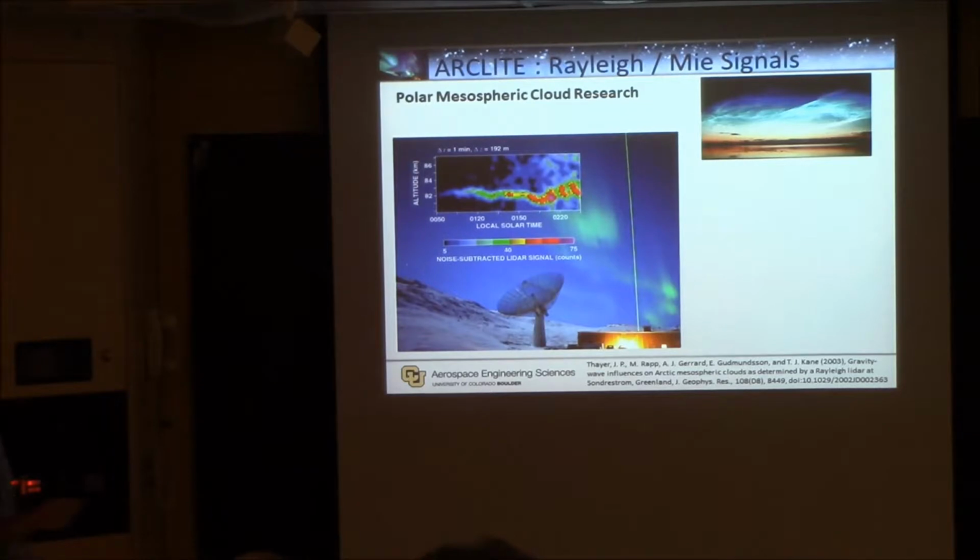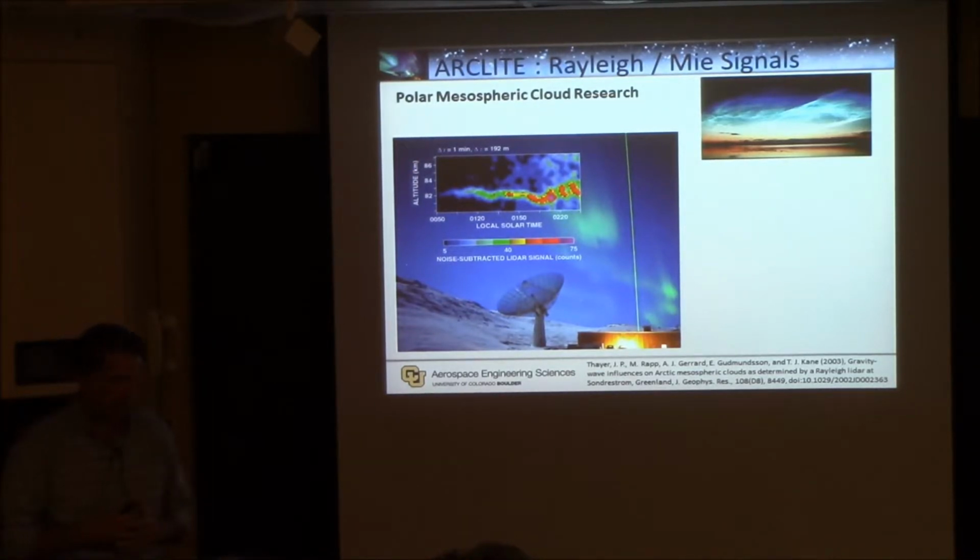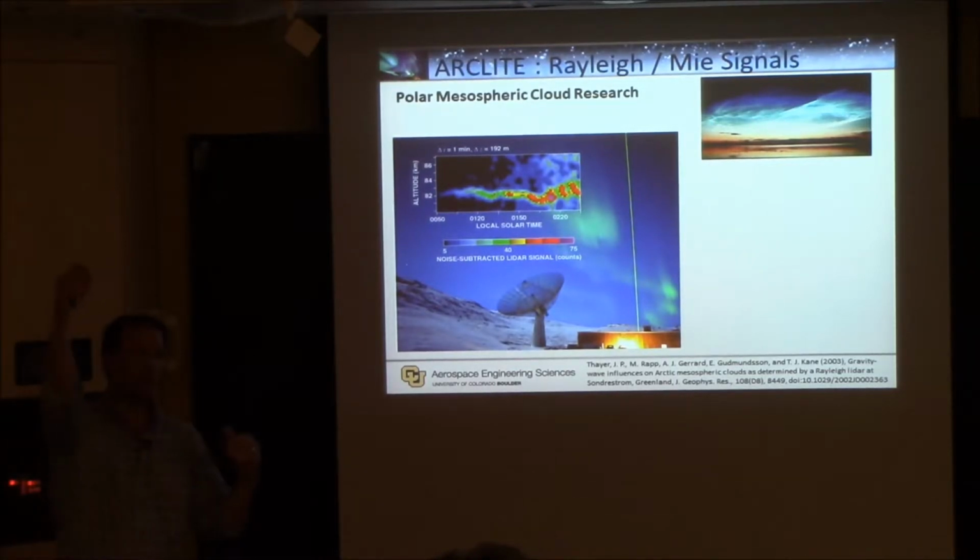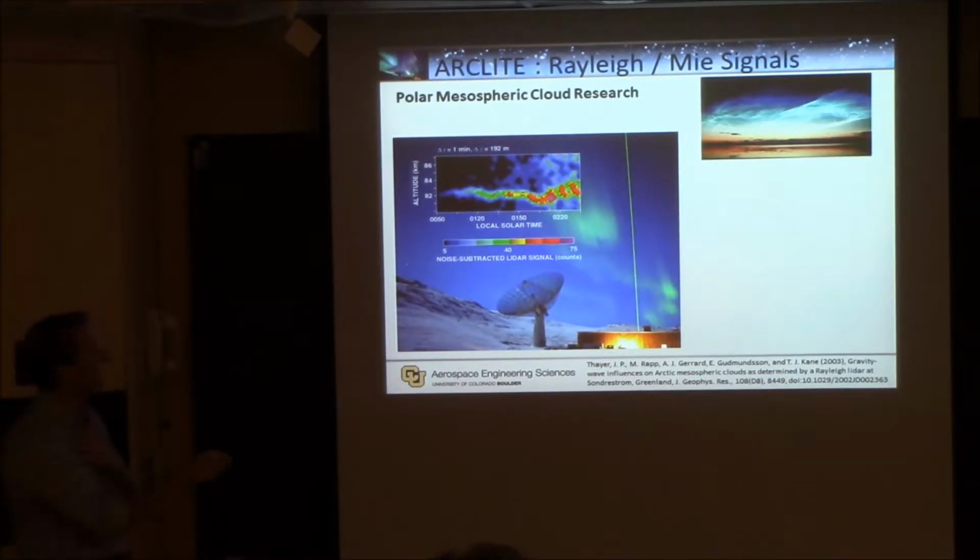So one study, and I mentioned these polar mesospheric clouds. These are clouds that exist at 83 kilometers. This is a picture of them on the horizon. You can really only see them, they're so optically thin, when the sun is below the horizon but illuminating 83 kilometers altitude. They can then scatter into your field of view and you can observe them.